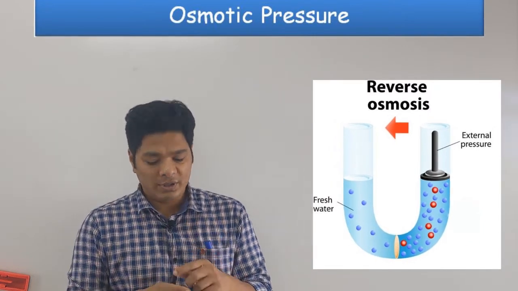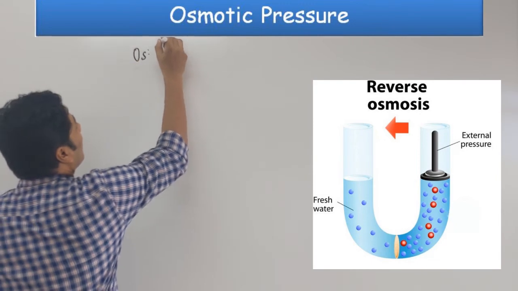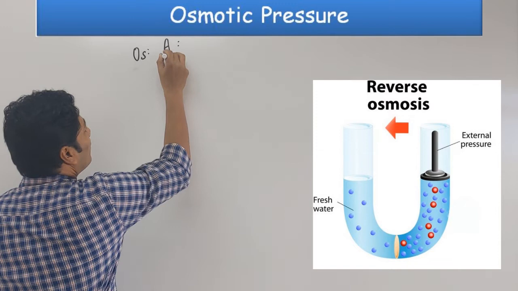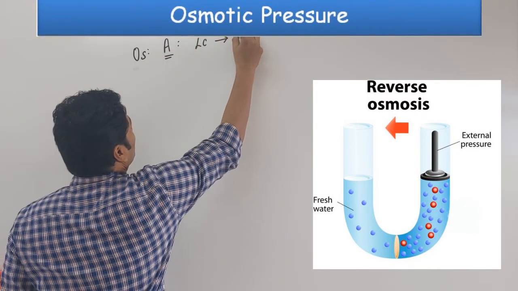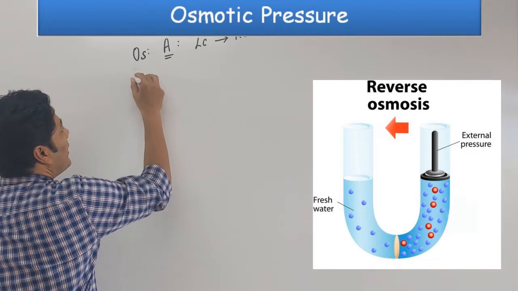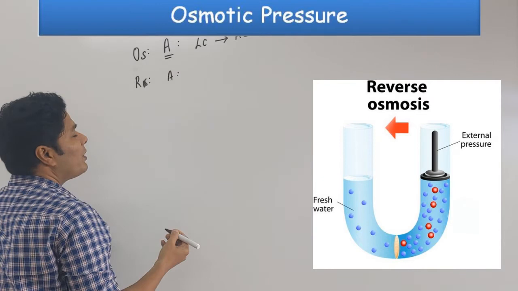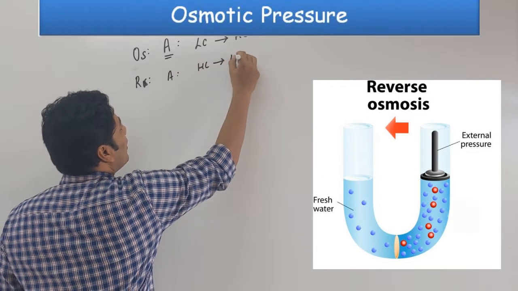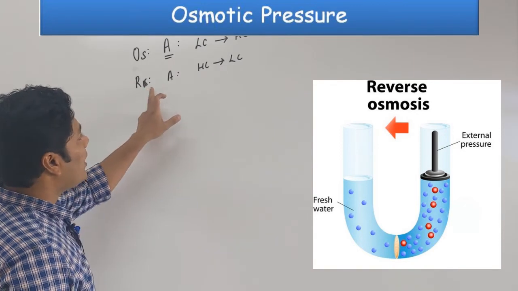So in osmosis, solvent, which is our A, moves from low concentration to high concentration. In reverse osmosis, still A is moving because only it can move in a semi-permeable membrane, but it moves from a higher concentration to a lower concentration. Again, what moves?